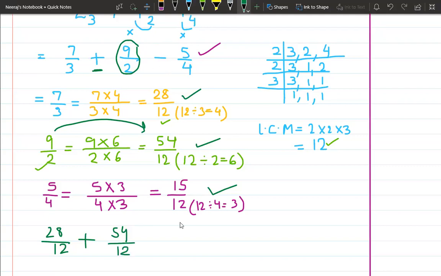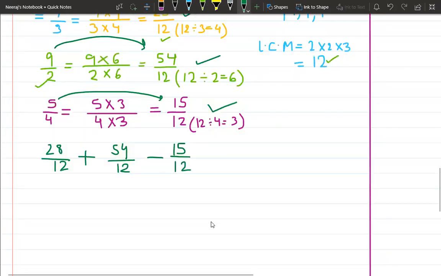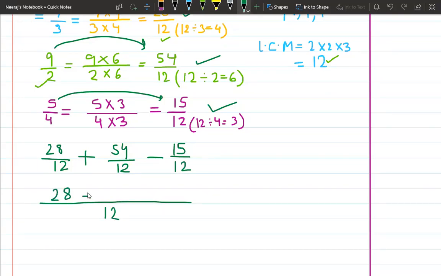Which operator is there? Minus. So I have to write a minus sign. So the next fraction is 5 by 4. What is 5 by 4 now? It is 15 by 12. I have now made all the denominators the same, that is 12. So they will share a common denominator and I have to write 12 in between. Then I will just write down the numerators: 28 plus 54 minus 15.